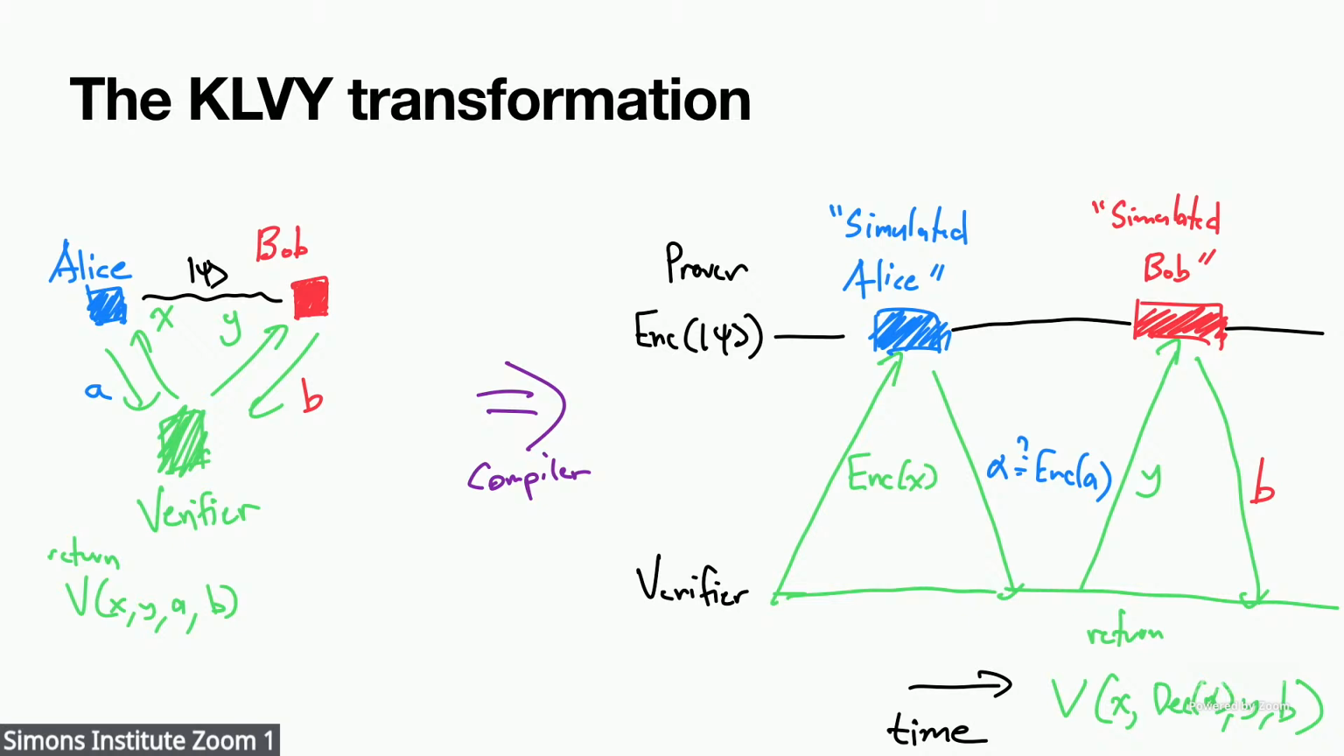So the intuition behind this is that although there's now full communication between simulated Alice and simulated Bob, like simulated Bob can see everything that Alice sees, Alice's view of the world is hidden under the encryption. So when the prover is simulating Bob, it has no idea what the question X was because it's encrypted. It only knows how many bits long it was, and so on. It doesn't know what the answer alpha decrypts to either. So in effect, it behaves as if it's not allowed to communicate with Alice.